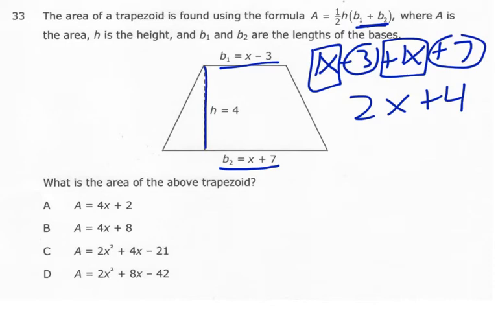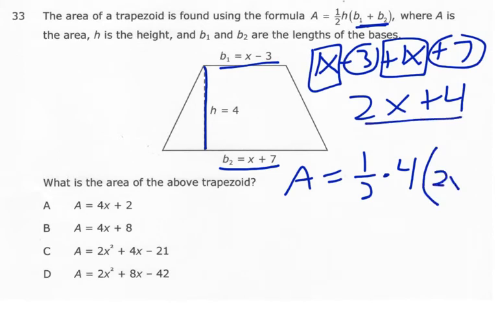Our height is given as 4. So I'm just going to rewrite in this formula what I have. I have A equals 1/2 times the height, which is 4. And then in parentheses is the 2x plus 4 because I just added those bases. Alright, so we have all multiplication here, so we can do any order we want. The distributive property is multiplication, and then we have multiplication right there. I'm going to go ahead and take half of 4, I know that's 2, and then multiply that by 2x plus 4.